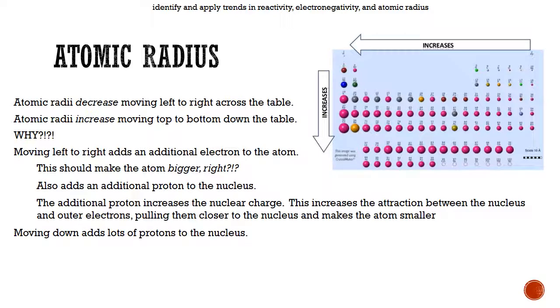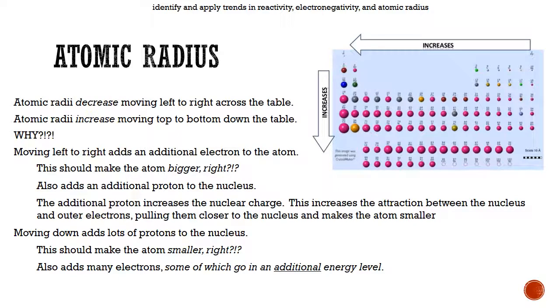So what about going down? Well, if we go down the table, moving down adds lots of protons to the nucleus. This should make the atom smaller, right? Based on what we just said, more protons, additional nuclear charge should pull those electrons in even tighter. But you have to think about what else is changing. We're also adding lots of electrons. So for example, if we talk about going from lithium down to sodium, we go from 3 protons to 11 protons. You think, geez, that's way more positive charge in the nucleus, should pull it in tighter.